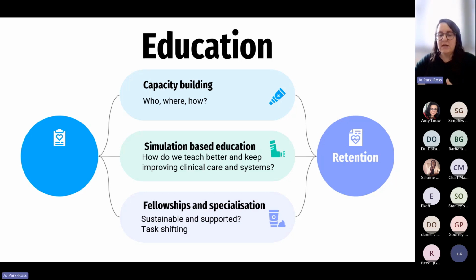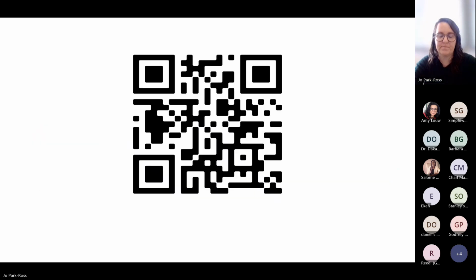One of the questions in capacity building is around task shifting. So non-surgical specialists performing obstetric, surgical, and anesthesia care. And what we need is a lot more research around what the perceptions of these interventions are.